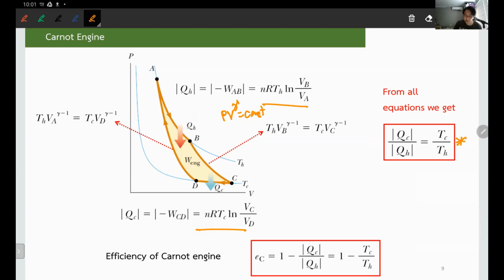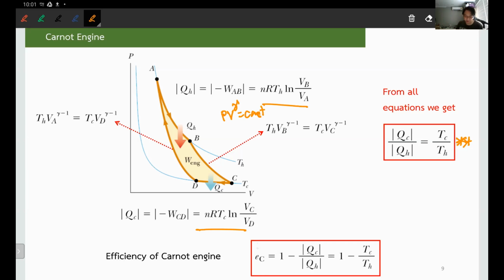Isn't that nice? So today's lecture is pretty good. You don't need to solve anything. For the Carnot engine, the conclusion is the ratio between the heat that you are discarding out and the heat that you draw in from the hot reservoir is exactly equal to the ratio of the temperatures of those 2 reservoirs. Done.